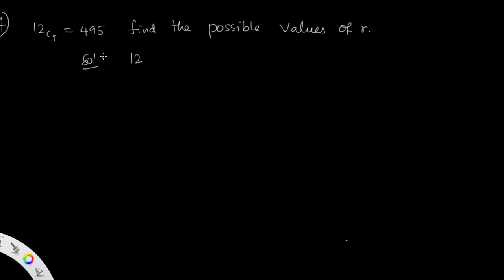Now question number 4. First bit over, second bit over, then go to 12Cr equals 495. Find the possible values of r. So observe this question. What is the question? 12Cr equals 495 is given.